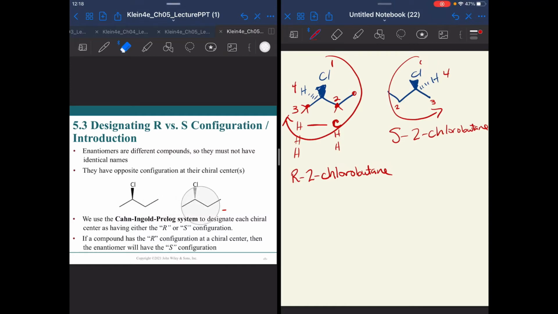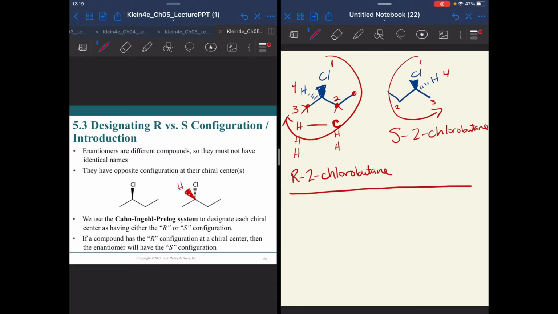You just put the R or the S out in front like you did with cis and trans. Now, what if it is drawn this way? And the hydrogen's coming to the front. You can flip it over. This can be easier to do with models, and it can be hard to do when we have larger compounds.